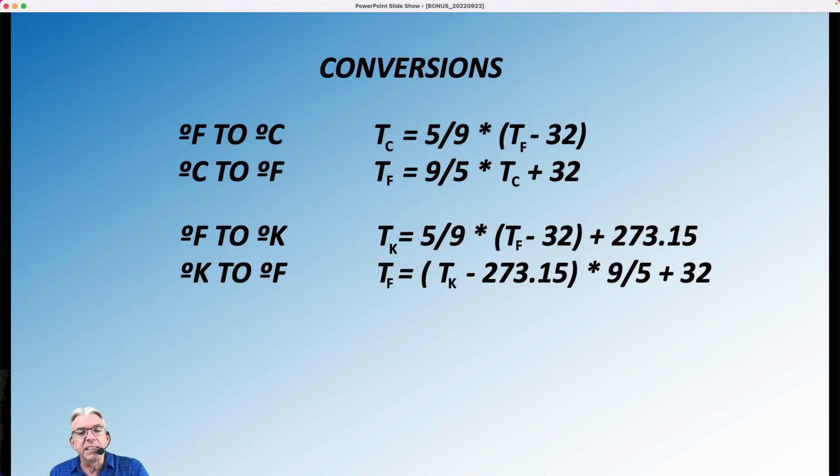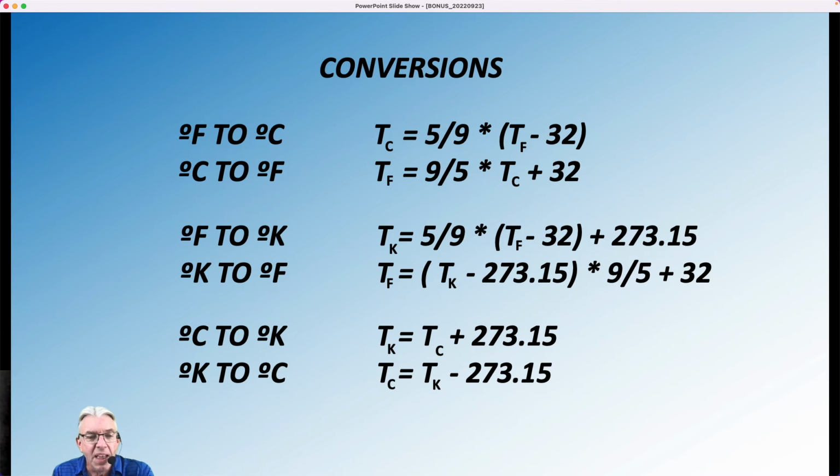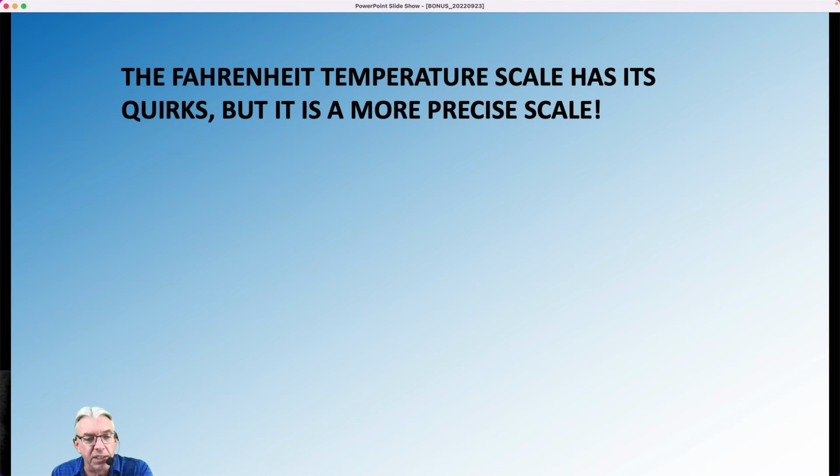Now, from Fahrenheit to Kelvin, you have to do that conversion to Celsius and then add 273.15, or going backwards, you subtract the 273.15 and then multiply that times 9/5 and add 32. And from Celsius to Kelvin, it's a much simpler conversion. There are no fractions in there. You simply add 273.15 or you subtract 273.15 depending on what direction you're going.